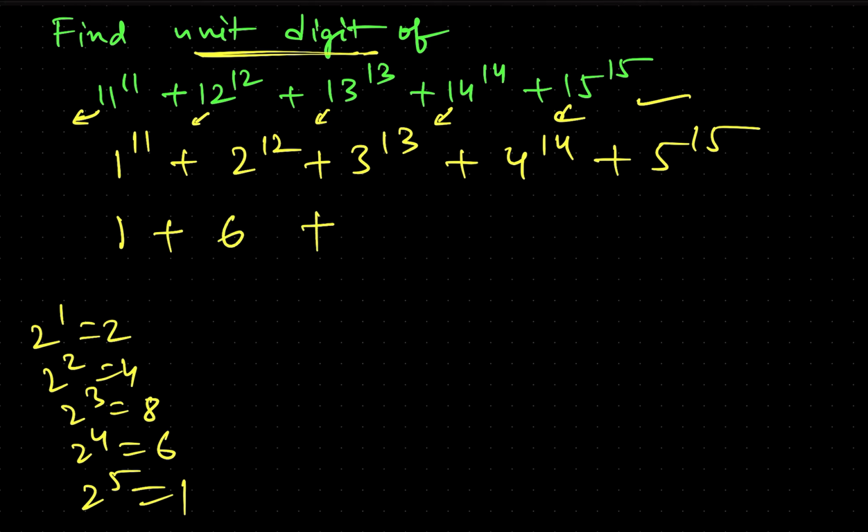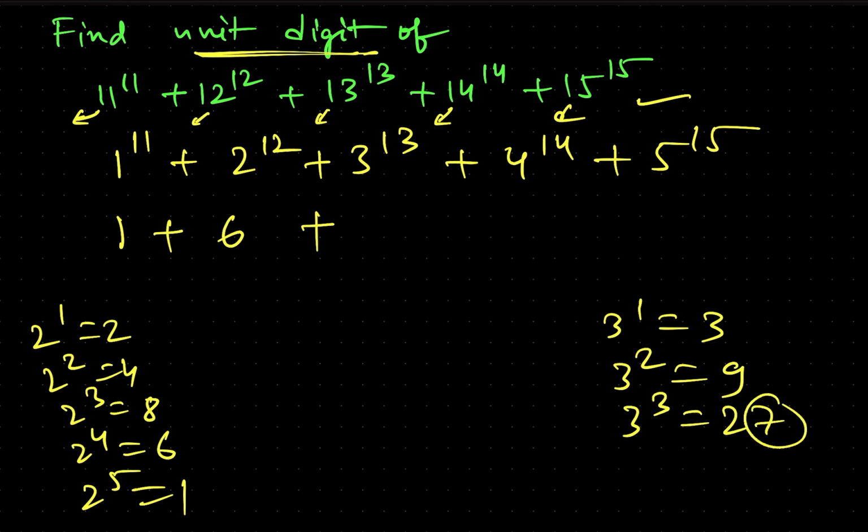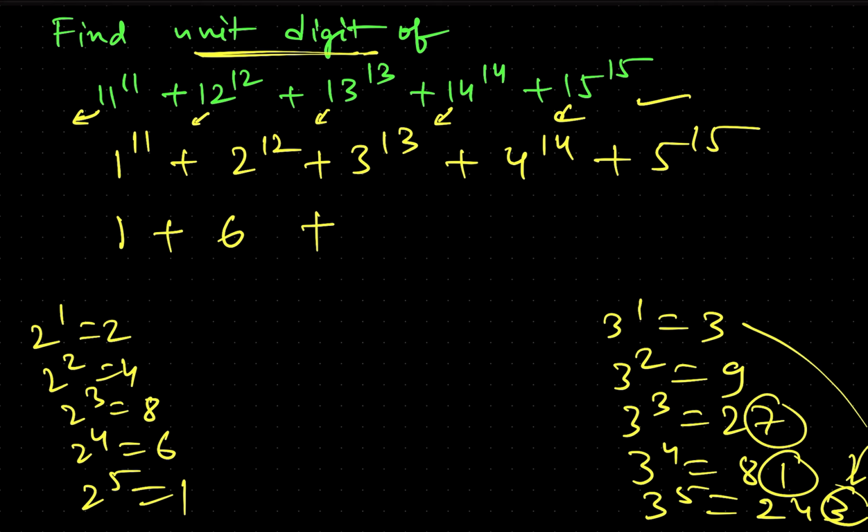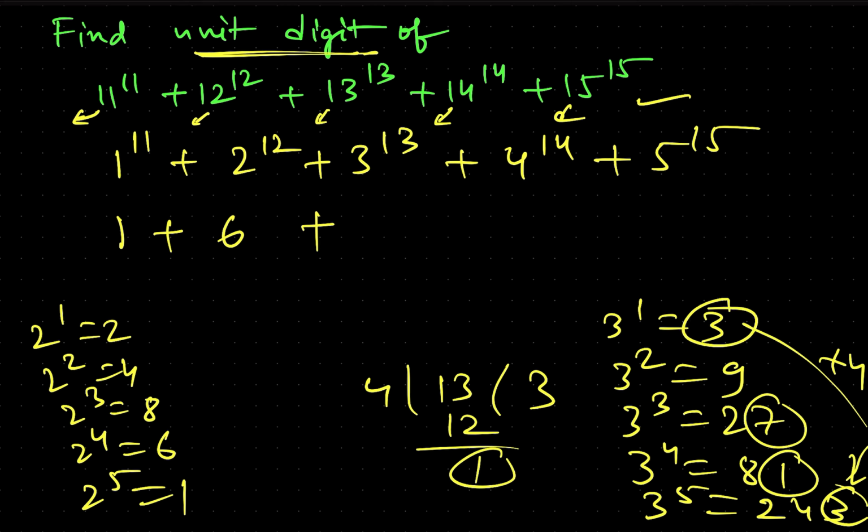Now for 3, 3 squared is 9, 3 cubed is 27, so 7 is the last digit, 3 to the power 4 is 81, so 1 is the last digit. If you continue, it will start repeating. 3 to the power 5 is 243, so 3 is the last digit, which is repeated. So for 13, in 3 to the power 4 we get 1. If we divide 13 by 4, we get 1 as remainder, meaning we come back to the first position. So 3 will be the unit place digit.